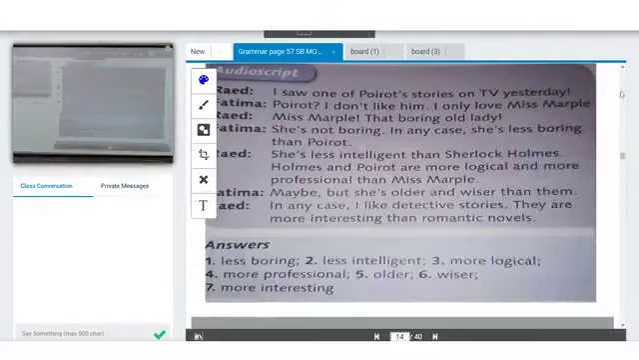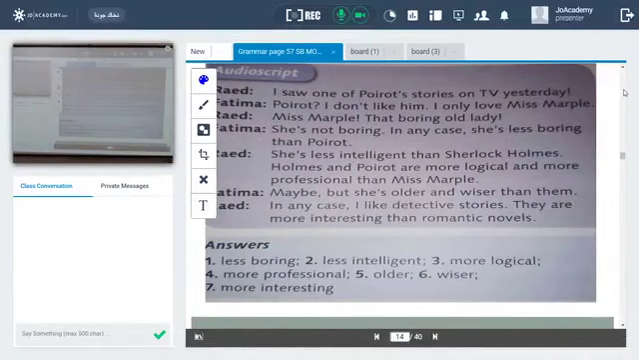Module 5, page 57, exercise 6. I saw one of Poirot's stories on TV yesterday. Poirot? I don't like him. I only love Miss Marple. Miss Marple? That boring old lady. She's not boring. In any case, she's less boring than Poirot.